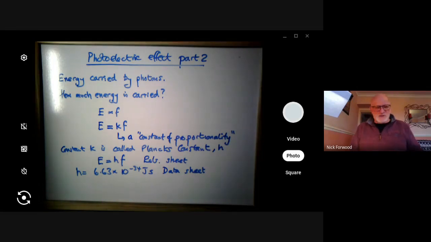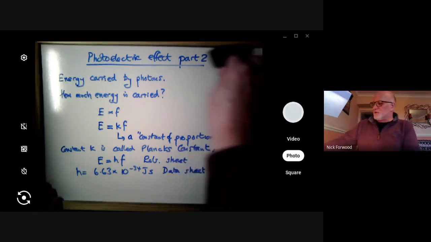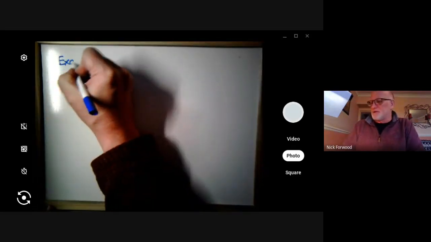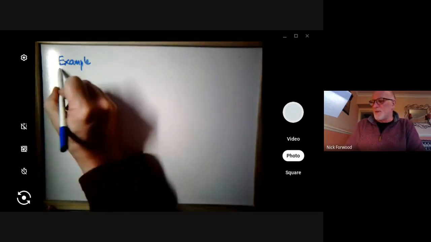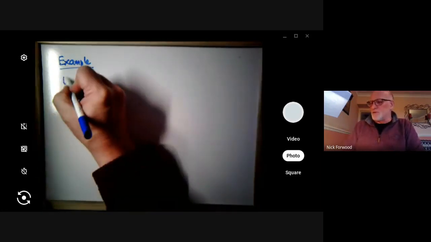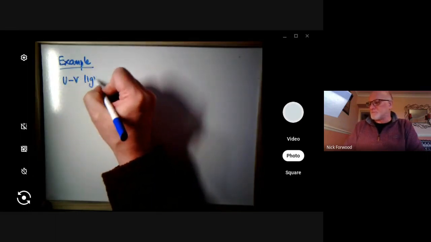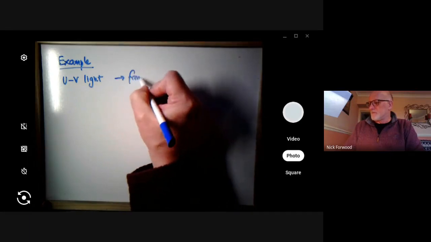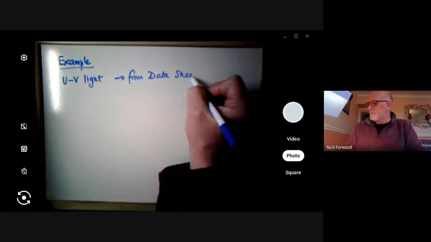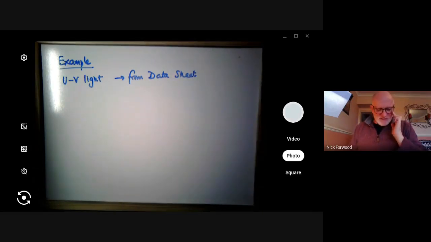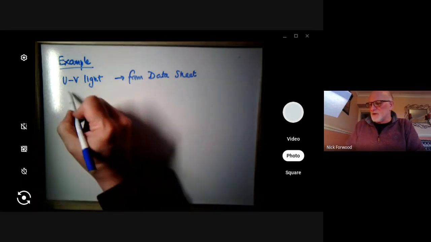So let's have a look at an example with ultraviolet light, and we'll get some information about the frequency of ultraviolet light from the data sheet. Actually, that's not true. What we'll do is get some information about the wavelength of ultraviolet light from the data sheet. And again, you don't need to remember numbers. You can look them up. So UV light on the data sheet, and you'll find some wavelengths.